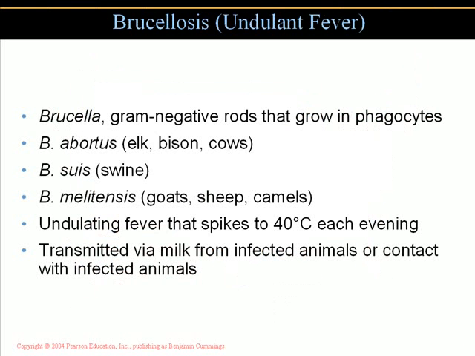Brucellosis, or Brucella, is another organism that can affect the lymphatic system. Undulant fever is another name for it. Gram-negative rods, they grow in phagocytes as well. As you can see, the organism can get in elk, bison, and cows and lead to miscarriages or aborted fetuses in these animals. Brucella abortus is the name. It can also exist in swine, goats, sheep, and camels. Undulant fever spikes at about 40 degrees Celsius each evening, so high temperatures, 101, 102 degrees.